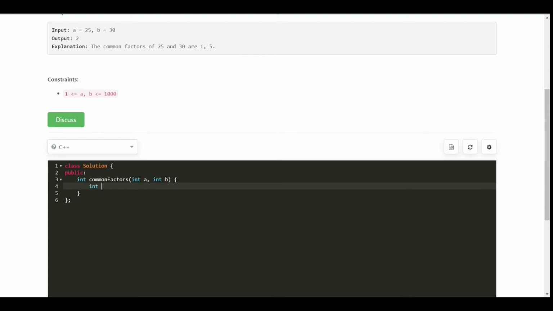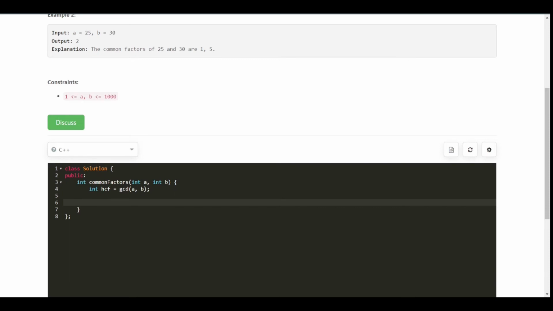So all I need to do is find the HCF, and that can be done as, or you can write it out in your own way. That can be done recursively as well.